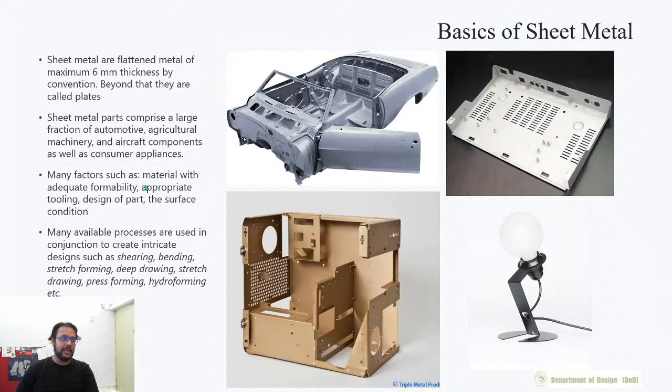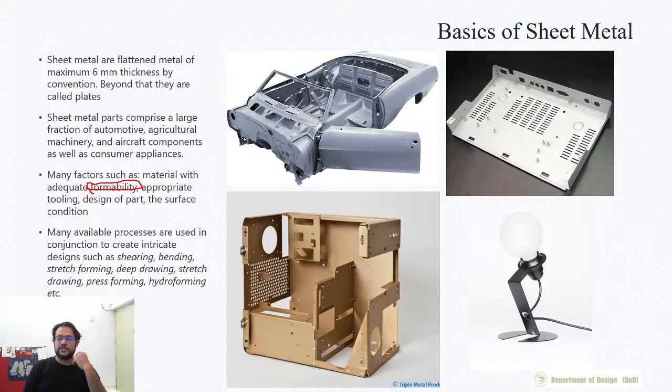What kind of things do you need to take care of when designing with sheet metal? First and foremost is something called formability. This is like a meta property that encompasses several other properties like the ductility, the strength of the material, how much it can stretch, and the yield stresses and ultimate tensile stresses. All these contribute towards something called formability. And appropriate tooling can help you design these kinds of shapes.